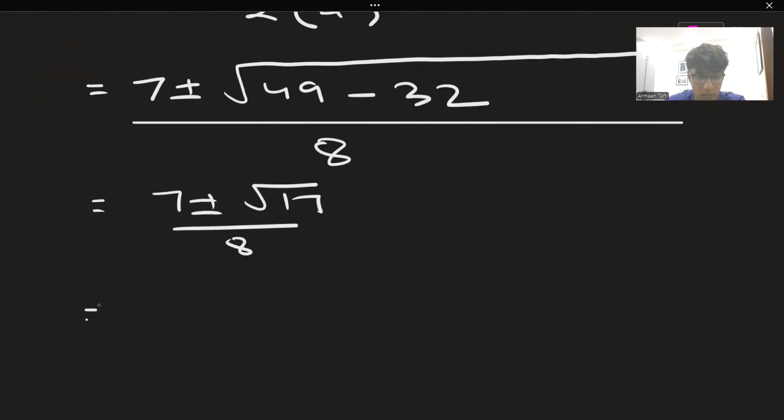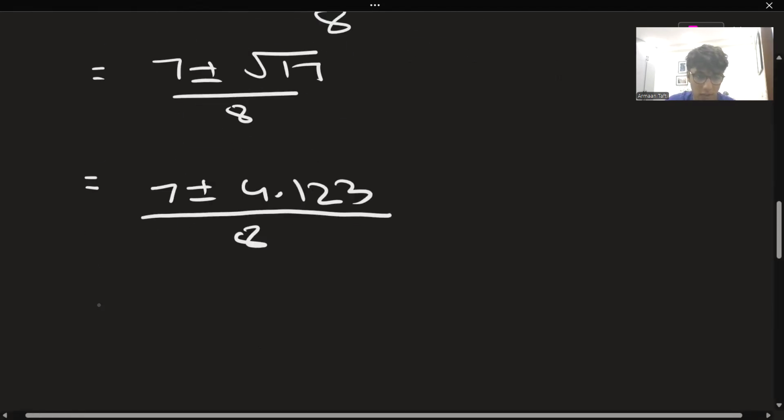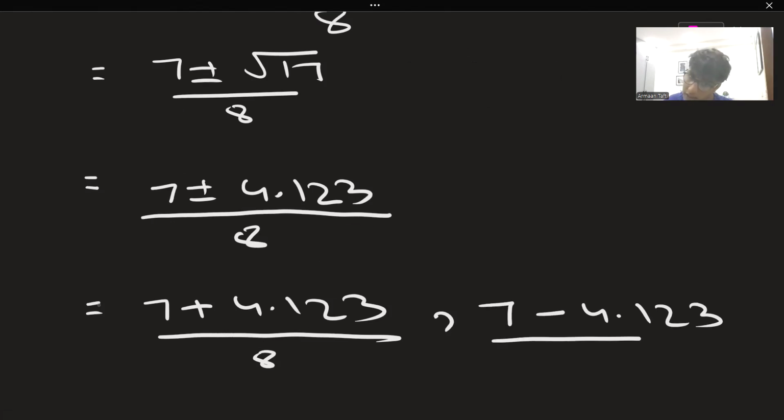Now, what is the value of root 17? You will get a booklet, and it's very simple. You just directly see what root 17 is, and you just write it down, copy it. I think the value of it is 4.123, if I'm not wrong. So it's 7 plus minus 4.123 divided by 8. Okay. Now over here, this is the stage where you see a plus and minus, you break it down. So your two roots are 7 plus 4.123 by 8 and 7 minus 4.123 divided by 8.